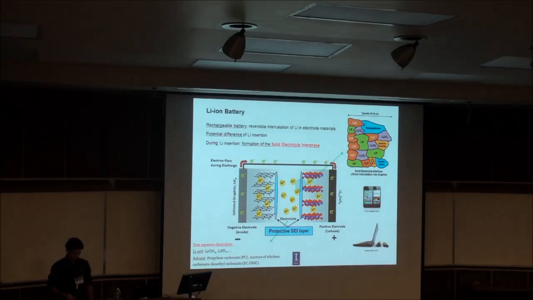Okay. So lithium-ion batteries. Daniel Abram explained how a lithium-ion battery works, so let me emphasize a couple of points. First, as Daniel said, it's a rechargeable battery. So you have an exchange of lithium between two electrodes. You put lithium into one electrode and remove it. Ideally, this should be very reversible.